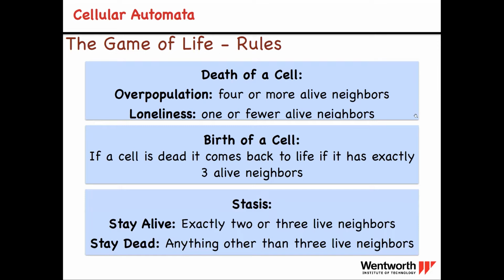And then, of course, there's stasis. So if you are alive, you stay alive if there are 2 or 3 live neighbors, and if you're dead, you stay dead with anything other than 3 live neighbors. So that's the idea. You just look at those 8 neighboring cells and you count them up. And then you consider what the center cell is to determine what happens. So the rules actually aren't that complicated. Way better than 512 specific rules that you have to code up.